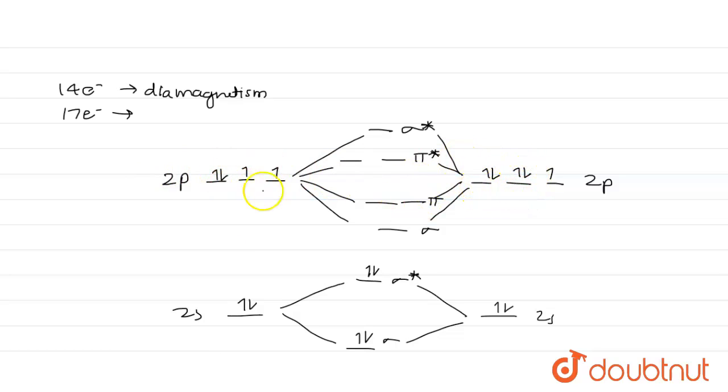So you need to fill three more electrons than the previous one. Initially it was filled like this for 14 electrons, and for 17 electrons we need to add three more electrons. So 1, 2, and 3. After adding them, we can see there is one extra electron left. Because of this one unpaired electron, it shows paramagnetic behavior. So that's why the 17 electron species is paramagnetic.